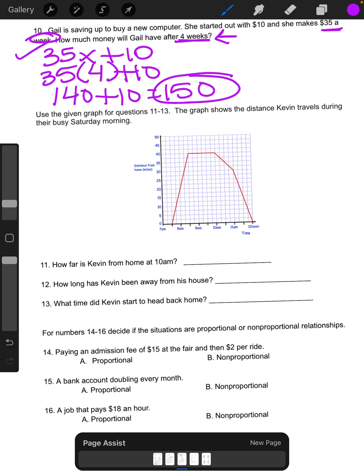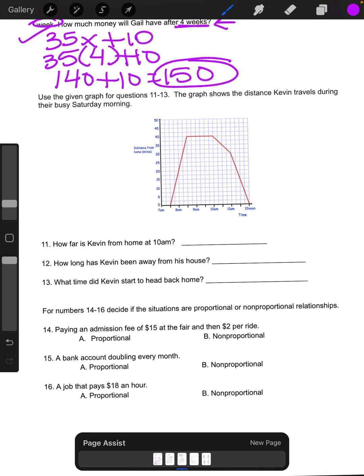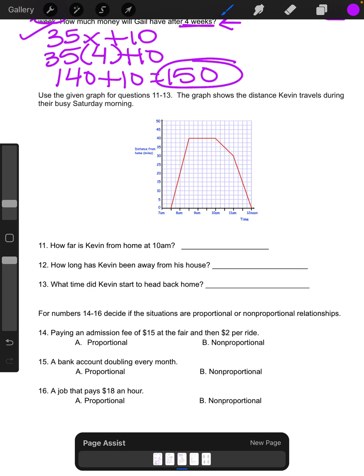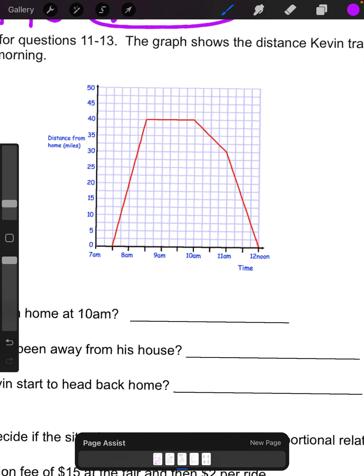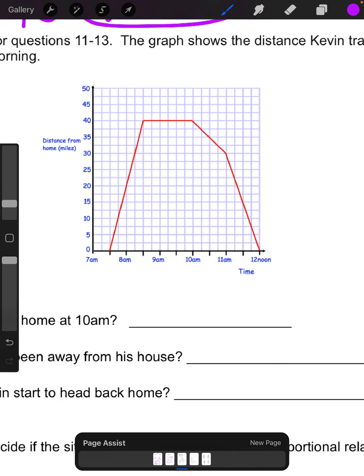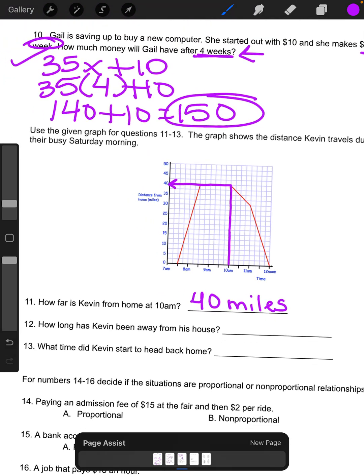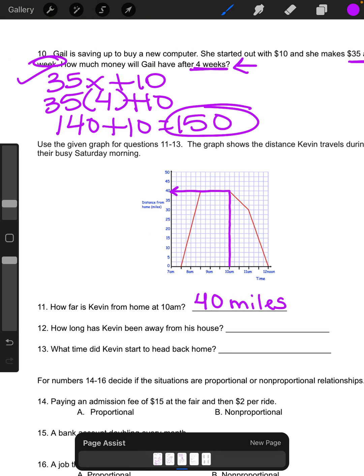All right, moving on to questions 11 through 13, and this is a distance time graph, which you've also seen in science, I'm pretty sure, at this point. All right, so how far is Kevin from home at 10 a.m.? So I'm just going to zoom in on this just a little bit so I can see it a little better. So here's 10 a.m. So I'm going to go all the way up until I hit my distance time graph, and Kevin at 10 a.m. is 40 miles from home. So I'm going to write 40 miles. So simple enough for that one.